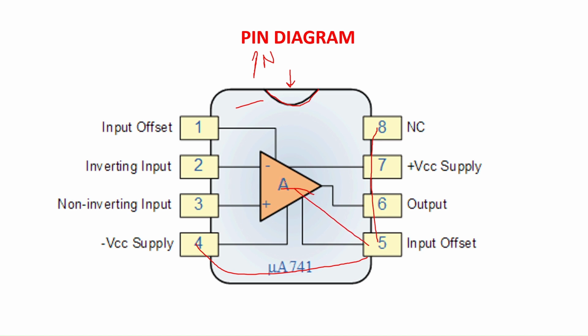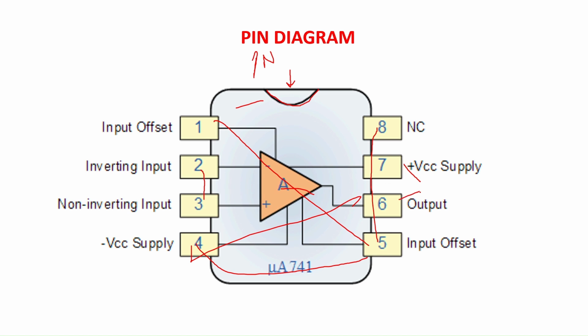The second pin is for inverting input. The third pin is for non-inverting input. The fourth pin is for minus supply, minus bias, and the seventh pin is for positive bias. The fourth pin is for minus VCC, and the seventh pin is for plus VCC. The sixth pin is to take the output from the operational amplifier.